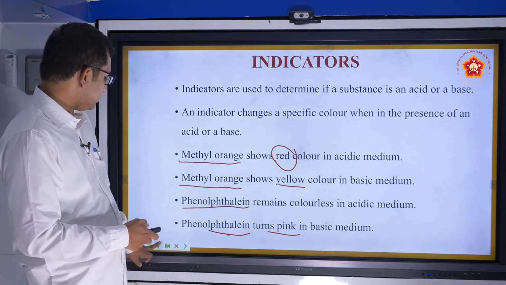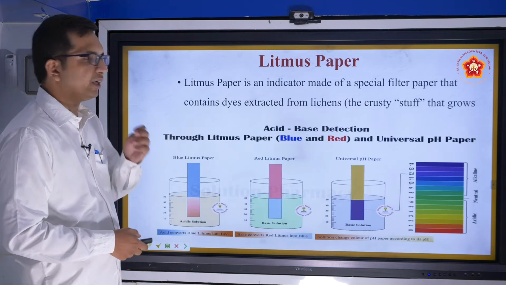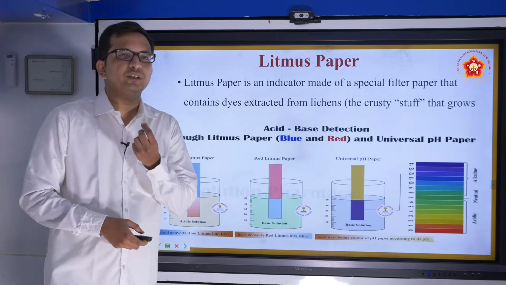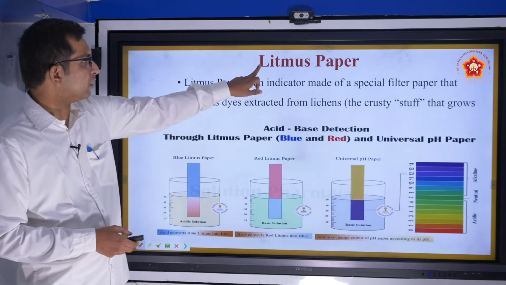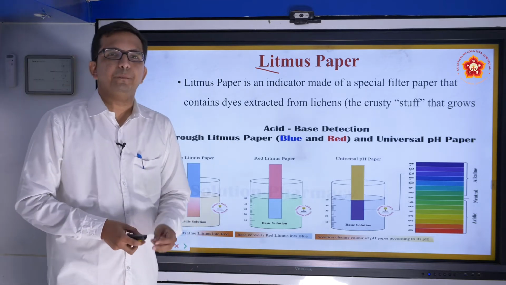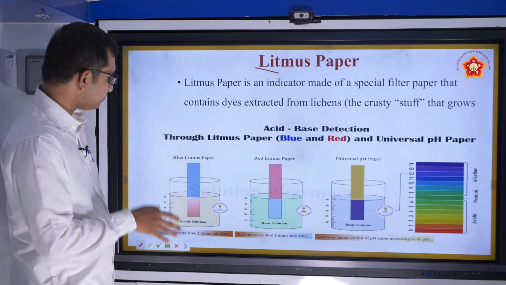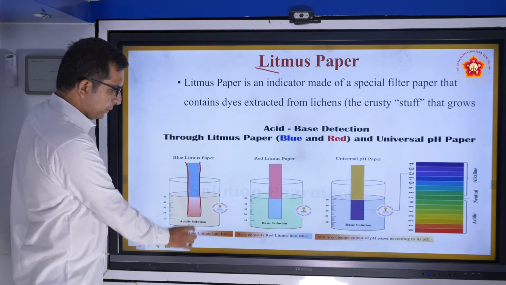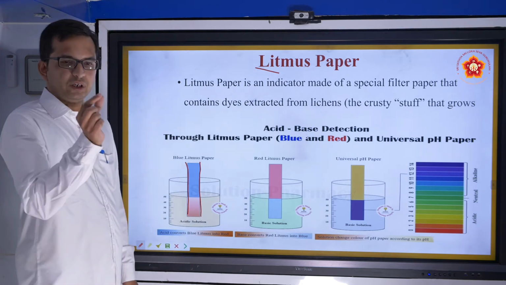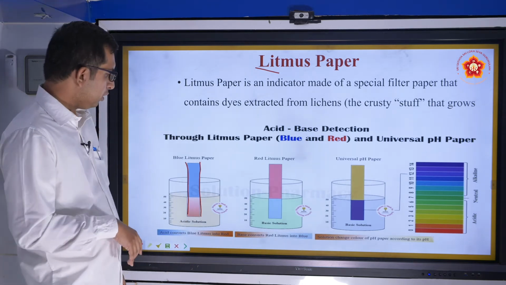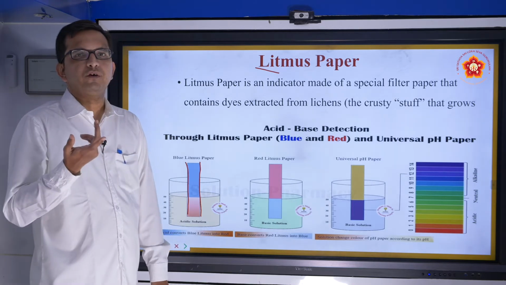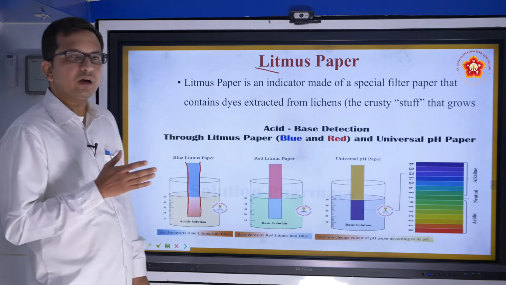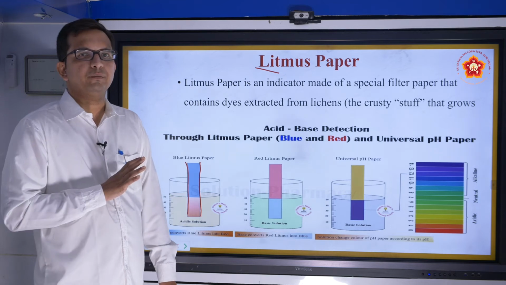So this is a general introduction to indicators, and one of the best ways to identify them is a component called litmus paper. What is this litmus paper? A nice rectangular piece of paper. We also have it in bunches, where we can get two types of litmus papers. One will be blue colored papers, another will be red colored papers.